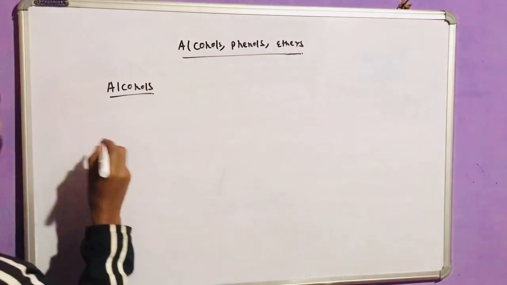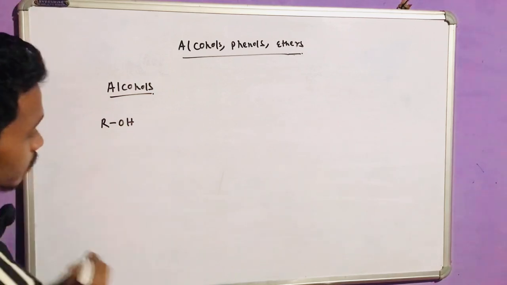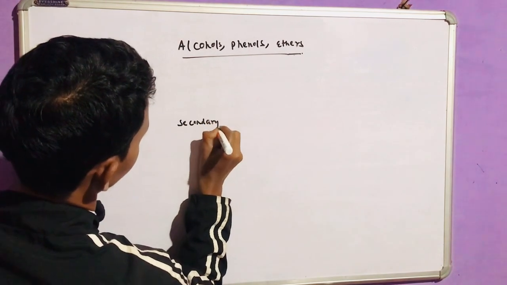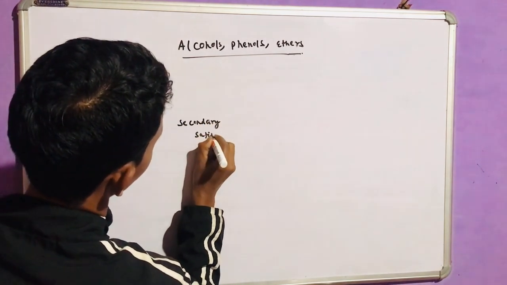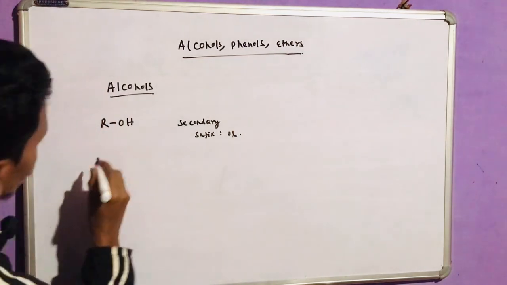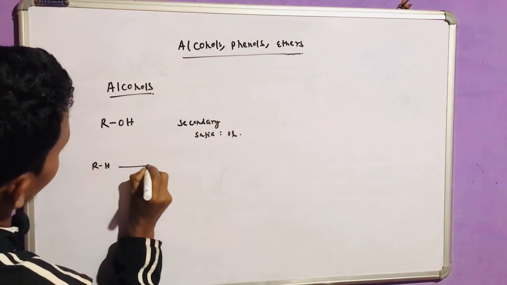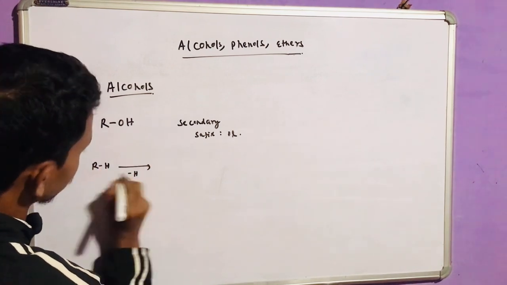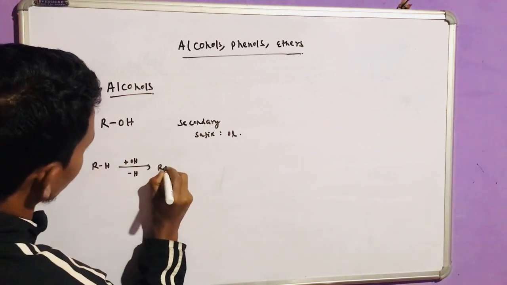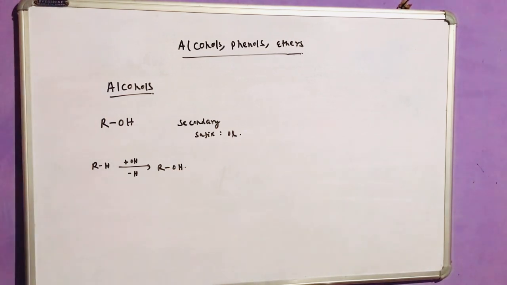If we say alcohols, we write ROH, with the suffix -ol. So how do we get that? If we start from an alkene, remove H and add OH, then from the alkene we are going to get alcohols.